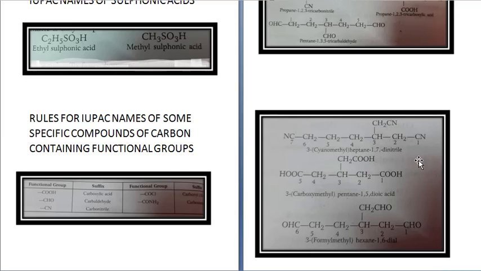Now next is IUPAC name of alkyl cyanides. Their name is alkane nitrile. The carbon atom of the CN group is counted in the parent chain, CH3CN. So here you will count the carbon atom as 2, and it will be called ethane nitrile. CH3CH(CH3)CN. So the carbon chain is of 3 carbons, and on the second carbon you have a methyl group, so 2-methyl propane nitrile. Next you have IUPAC names of isocyanides.